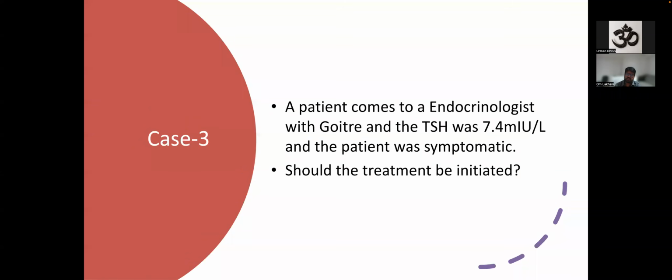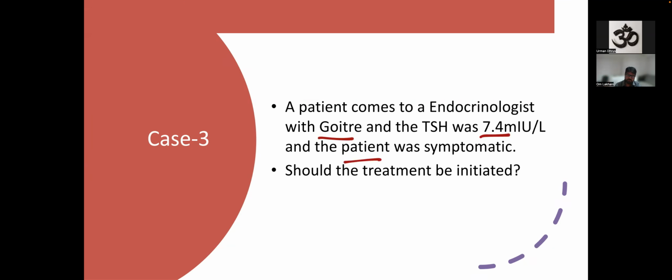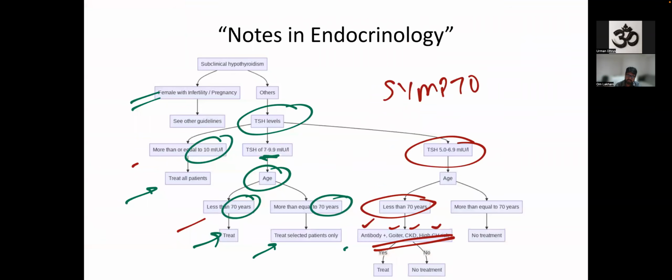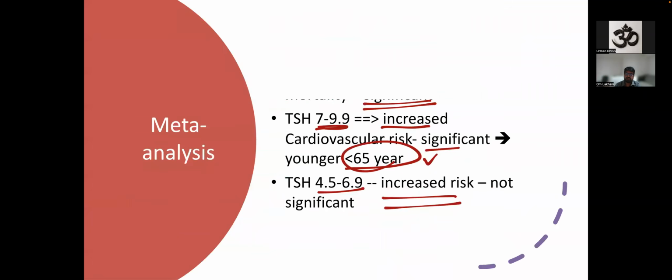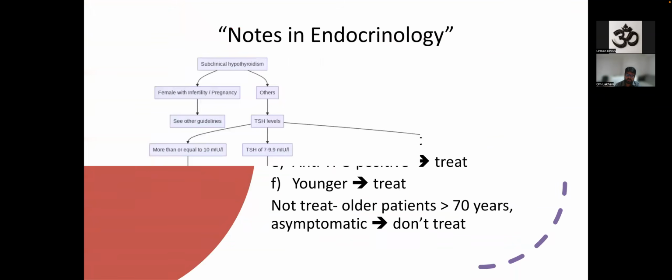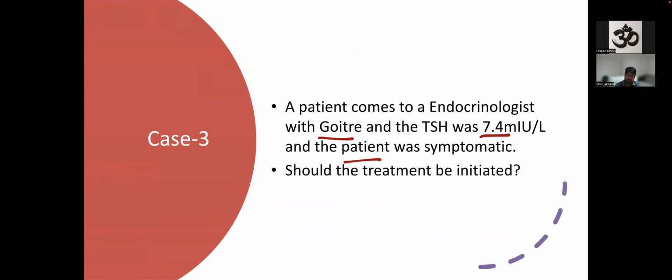Okay, then let's look at the third case. A patient comes to the endocrinologist with goiter and TSH is 7.4. Should you treat this patient? Now, if you go back to the chart, goiter is an indication for treatment, right? So this patient should be treated. Why should this patient be treated? In fact, in any patient with goiter with subclinical hypothyroidism, by giving levothyroxine you can reduce the size of the goiter.